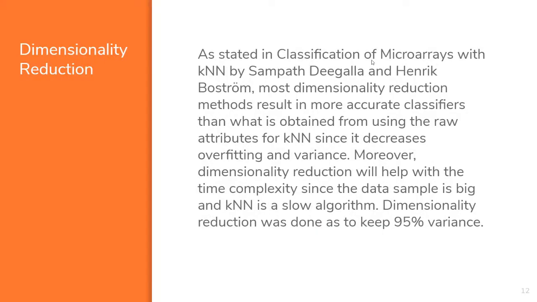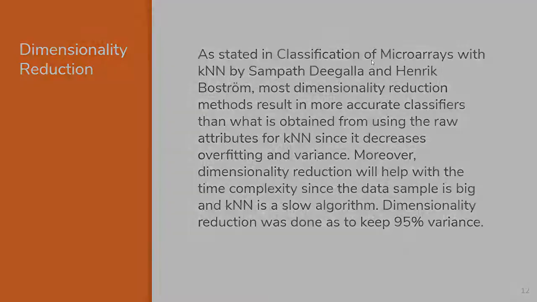So now we come to dimensionality reduction. As mentioned in the paper shown in the presentation, most dimensionality reduction methods result in more accurate classifiers than what is obtained from using the raw attributes for k-nearest neighbor, since it decreases overfitting and decreases variance. Moreover, dimensionality reduction will help with the time complexity since the data sample is really big and k-nearest neighbor is a slow algorithm. The dimensionality reduction was done so as to keep the variance at 95%.